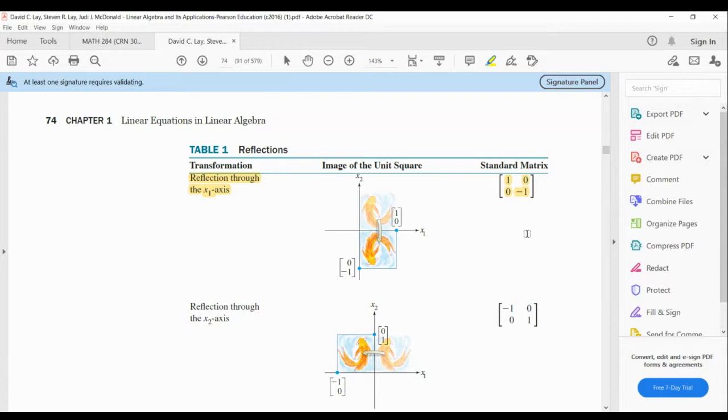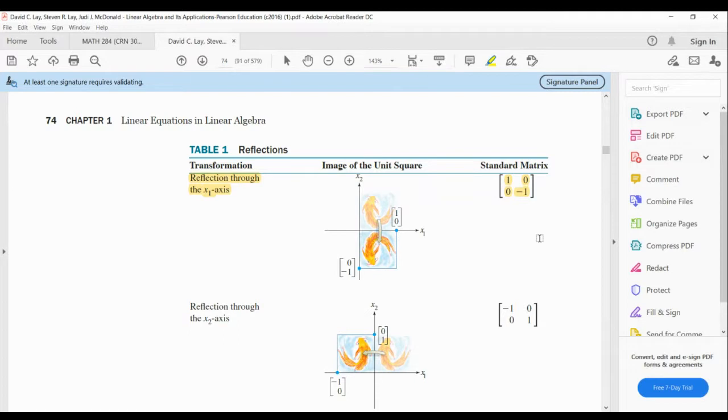So look at the fish. You can see the fish is getting reflected about the x1 axis. If you were to take all the little pixels that make up that fish, and every pixel has a coordinate, and you were to multiply that pixel by this standard matrix here, the effect would be the fish motion that you're seeing. But how do they come up with this matrix 1, 0, 0, -1?